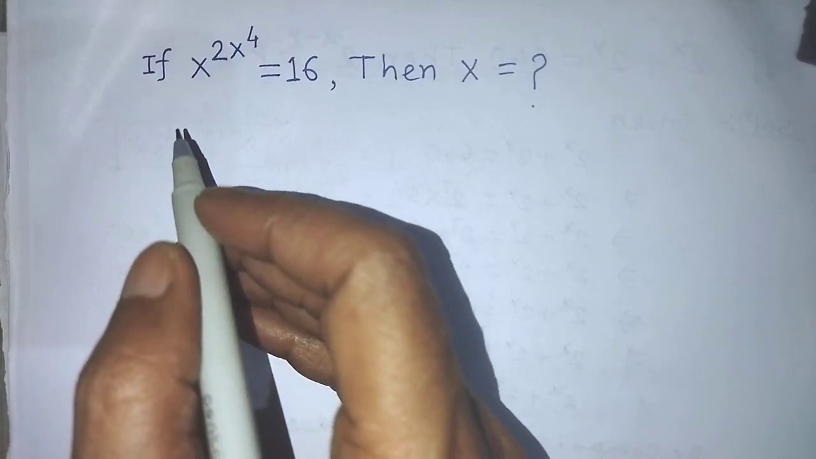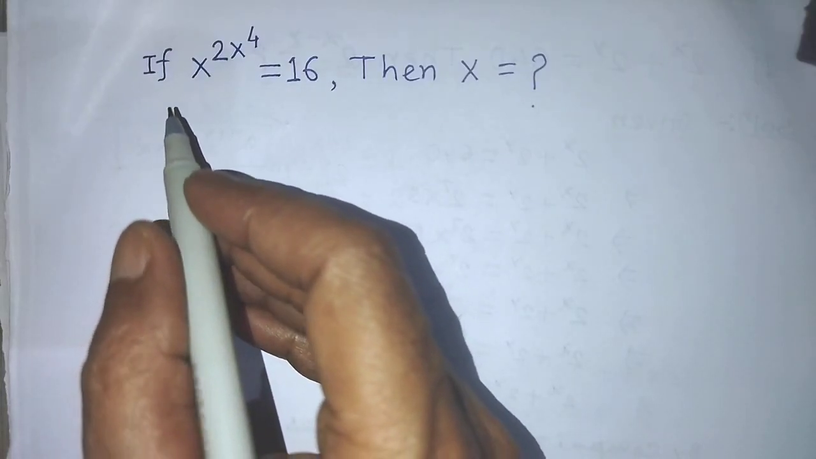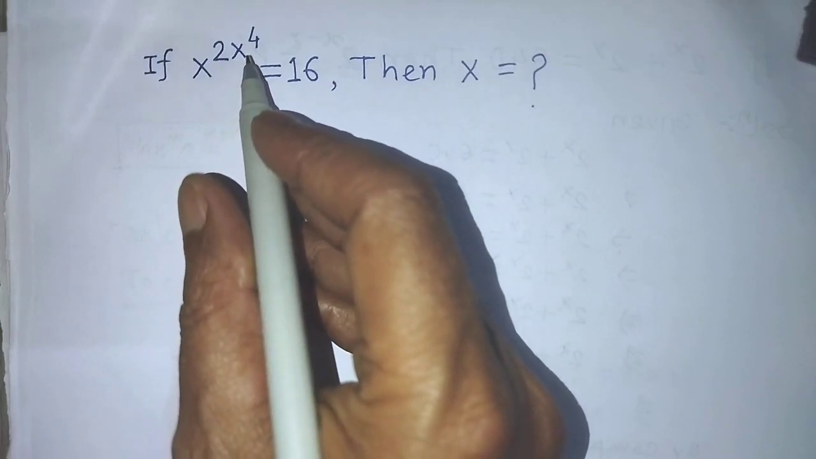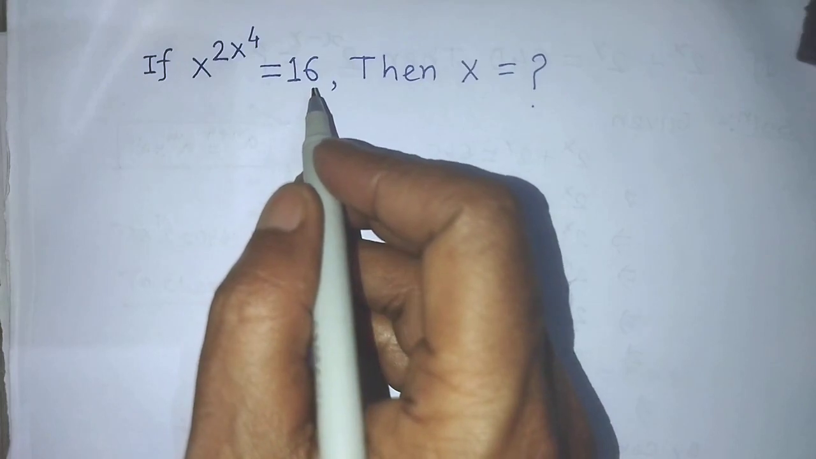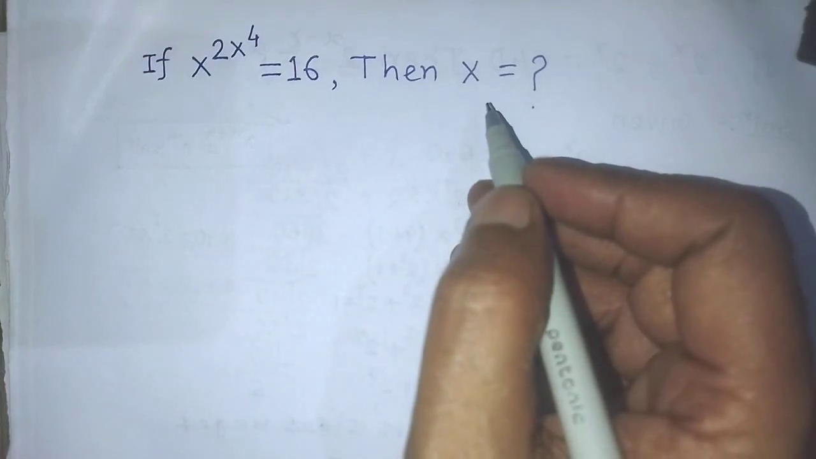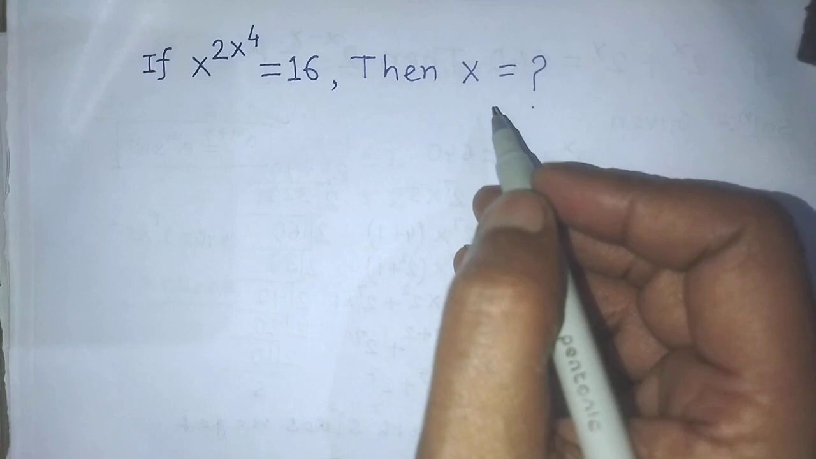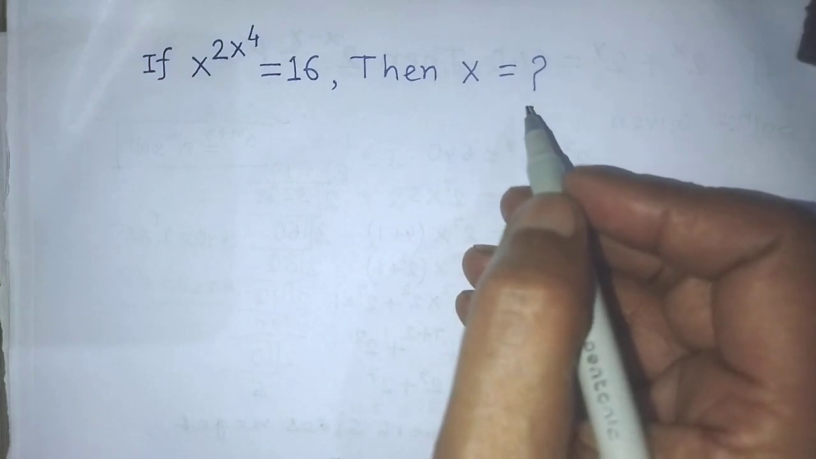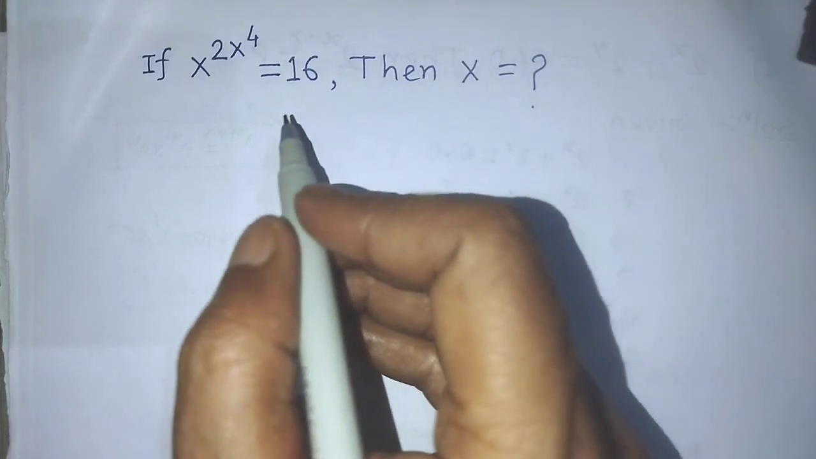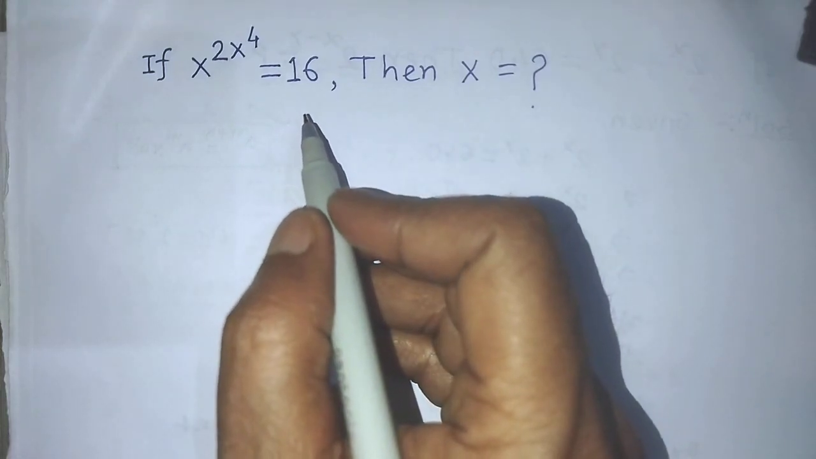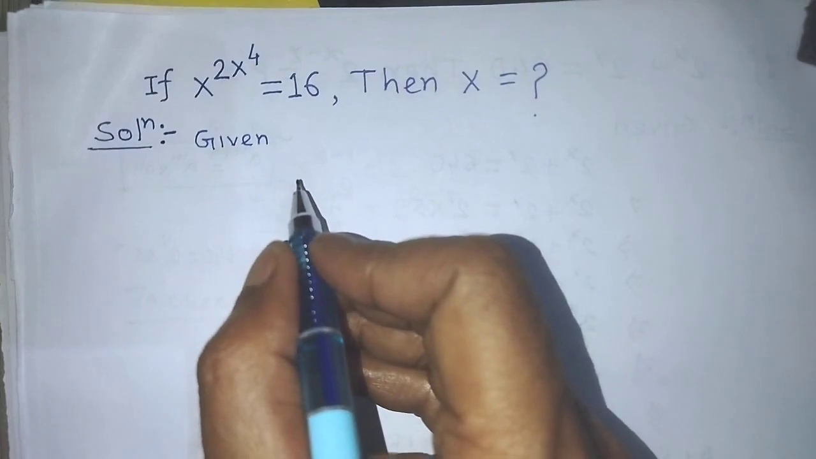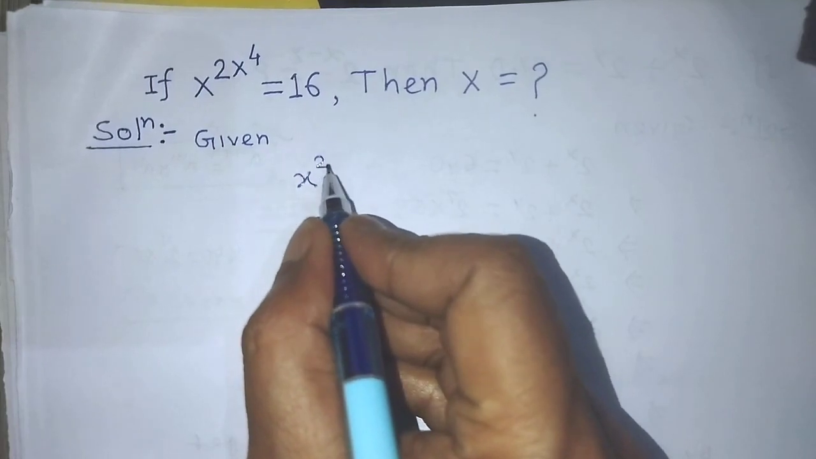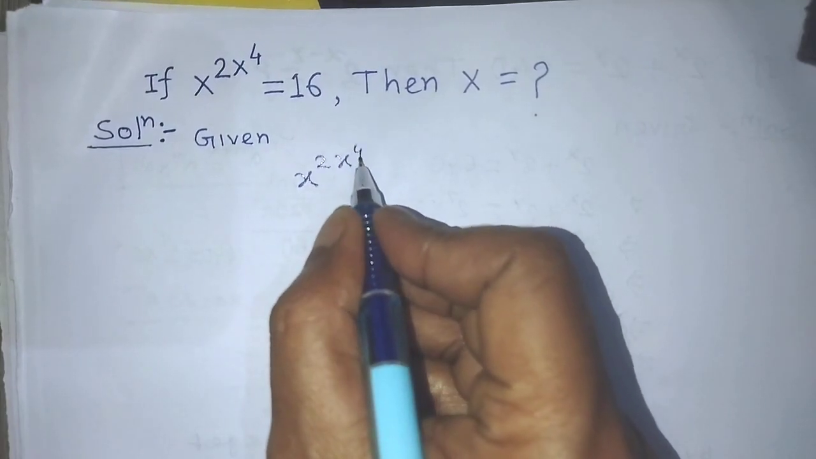Hello guys, you are welcome to solve this math problem, which is: if x raised to the power 2 times x to the power 4 is equal to 16, then find the value of x. So student, today in this video I am telling you how to find the value of x from this exponential equation. Our given algebraic equation is x raised to the power 2 times x to the power 4 is equal to 16.